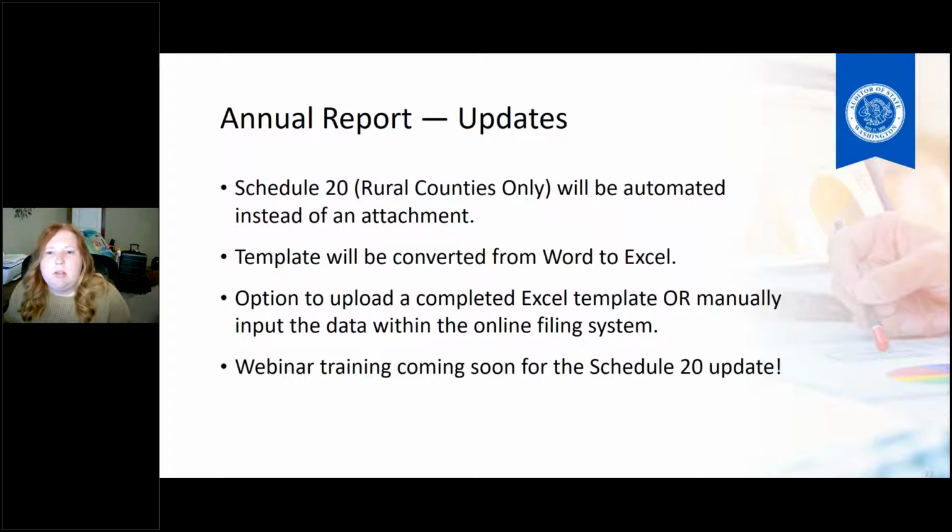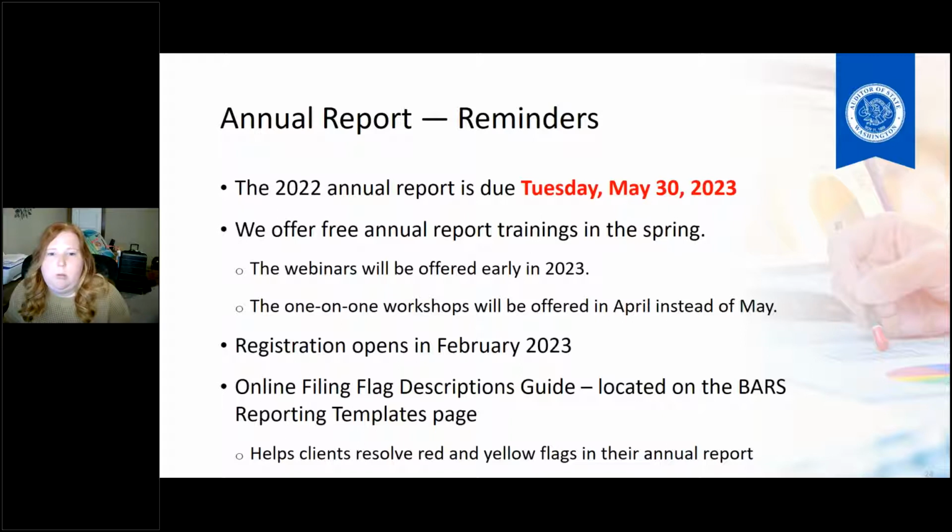And then these are just some reminders about the resources and training available for the annual report process. So just to let you know that the 2023 live annual report training webinars will be offered in March and April. Those are those 2-hour live webinar trainings that walk through the entire annual report filing process. And then we are continuing the one-on-one appointment workshops, and those will be the last 2 weeks of April. And registration for these will be coming out in February. They're free of charge, and you just need to register.